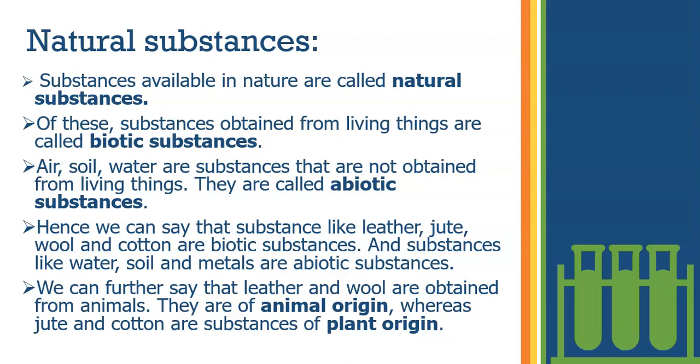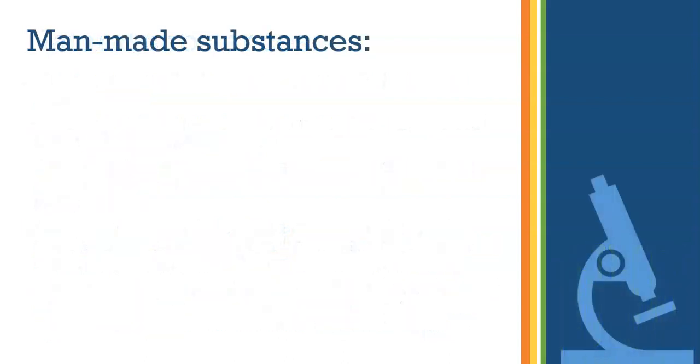So what all did we study in this particular slide? Substances which we get from nature are natural substances. From the natural substances, what we obtain from living things are biotic. What we obtain from non-living things are abiotic. And what we obtain from animals are of animal origin, and from plants are of plant origin. Now, the next type is man-made substances. Okay, the name itself tells us man-made means made by man.